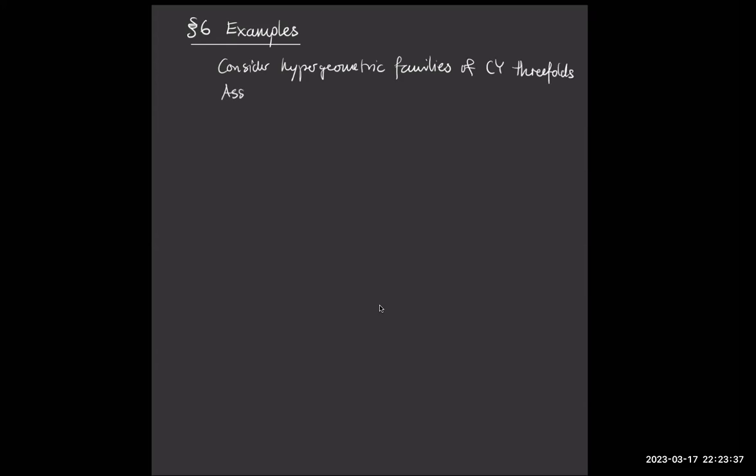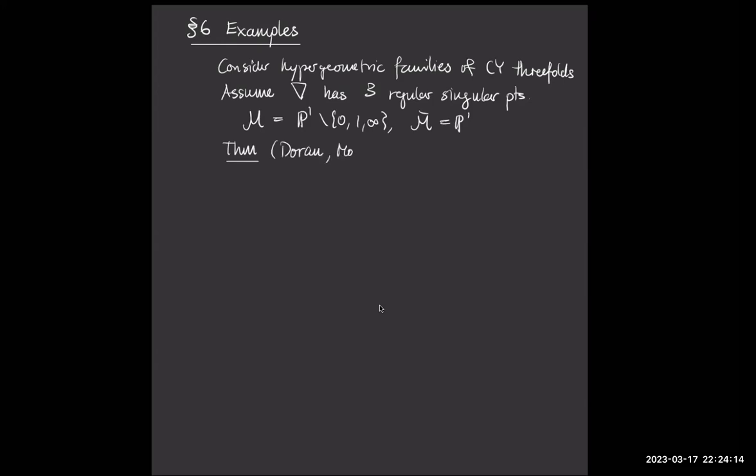We assume that the Gauss-Manin connection has exactly 3 regular singular points. So we can write M as P1 minus 0, 1, infinity, or in other words, M bar is P1. And then the corresponding Hodge structures have been classified by Doran and Morgan.